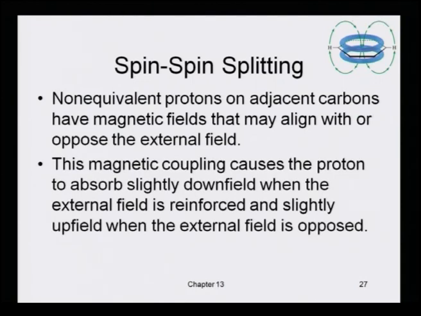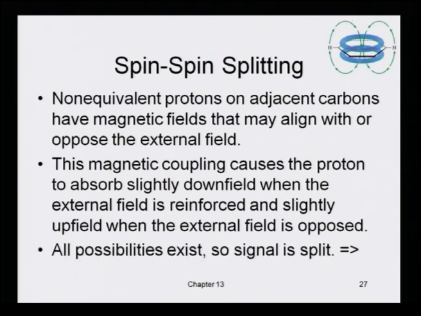Now, what is this spin-spin splitting? This magnetic coupling causes the proton to absorb slightly downfield when the external field is reinforced, and slightly upfield when the external field is opposed. Quite rightly, this magnetic coupling causes the proton to absorb slightly downfield when the external field is reinforcing, as we saw in the earlier case, and it will slightly move upfield if the external field is opposing. All possibilities exist, so signals are split.